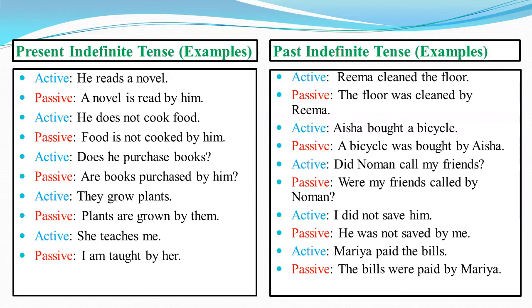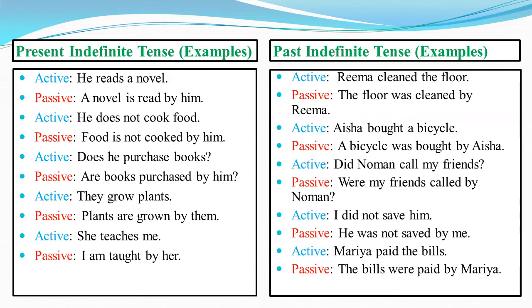Okay, look, another sentence. They grow plants. And the passive is: plants are grown by them. The next sentence is: she teaches me, and the passive voice is: I am taught by her.